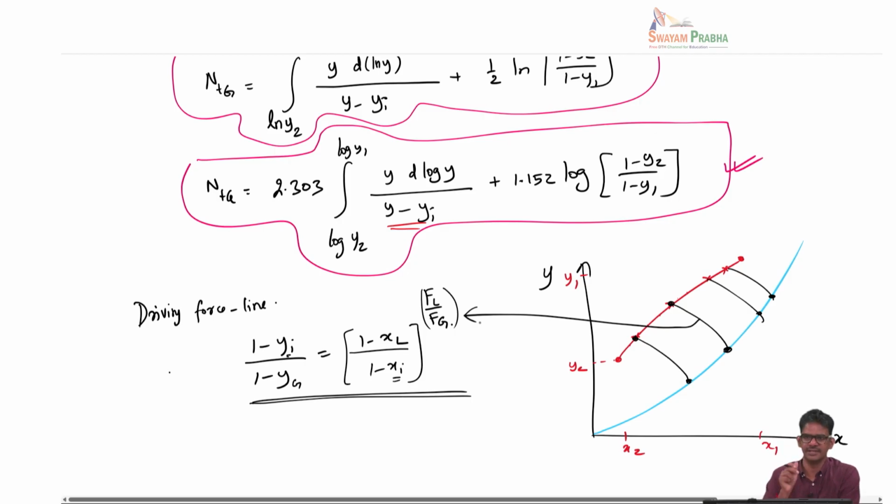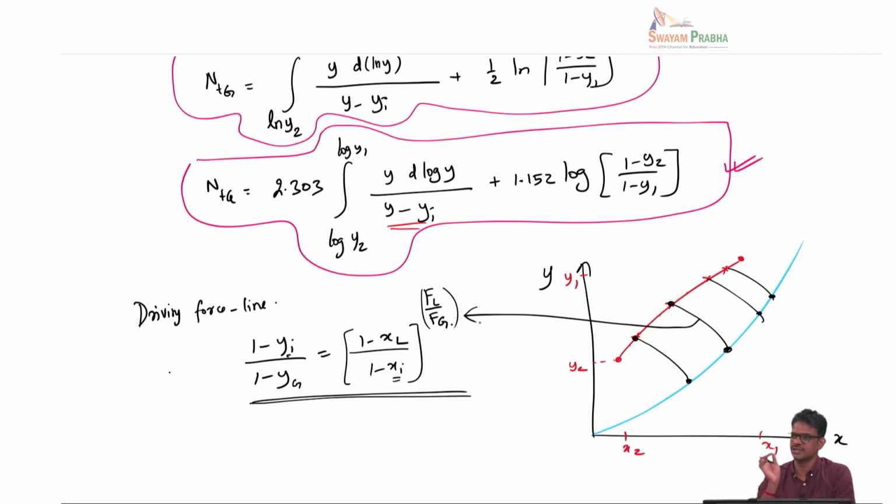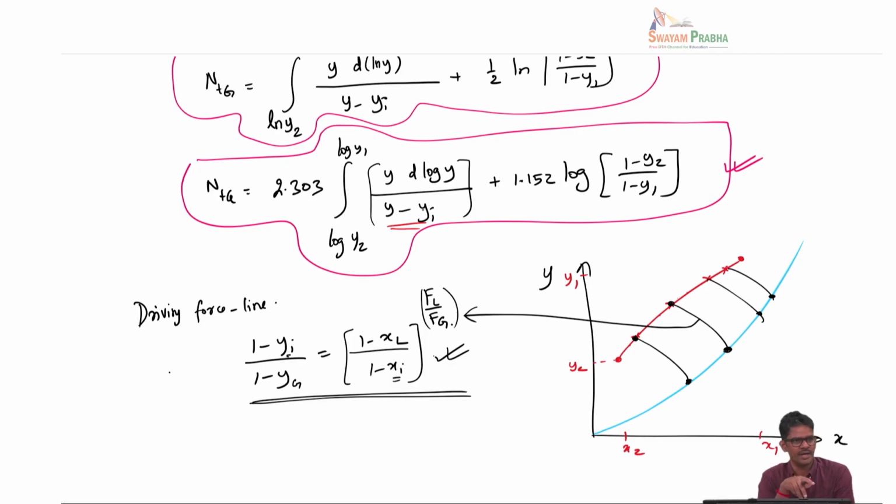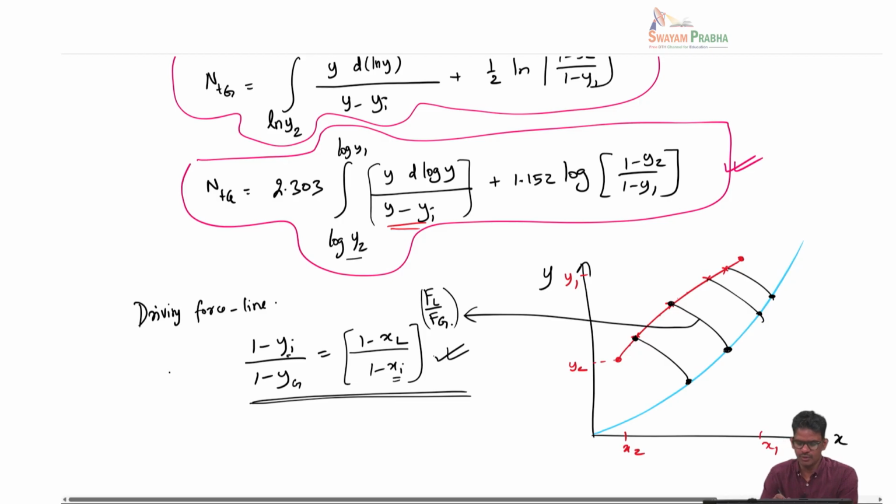So to get this integral, first you have to know the equilibrium line and the operating line. In the operating line, you choose a range of y values. For those y values, you get the corresponding interfacial concentration yi from this driving force line. Once you have that, you do this integral by plotting y by y minus yi, and then integrate between log y2 and y1. So that is going to be numerical calculations.